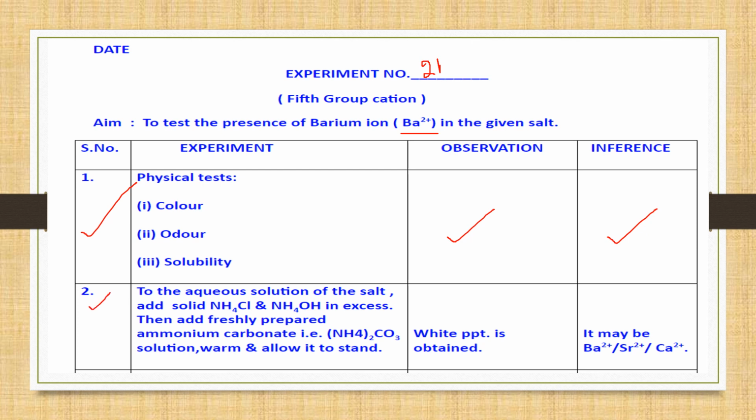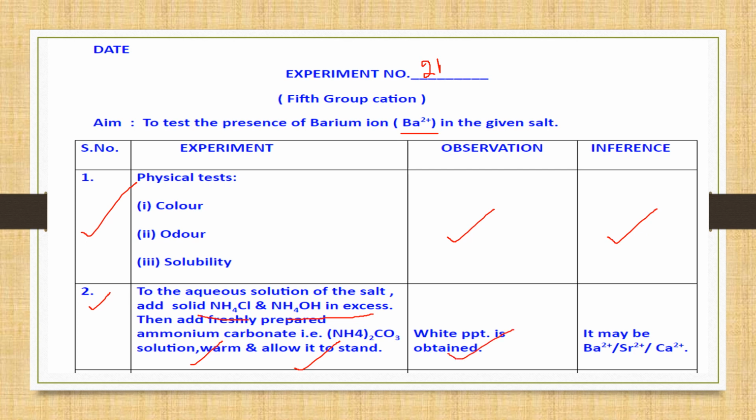To the aqueous solution of the salt, I'm going to add group reagent. So this is the preliminary test which will give me the indication that yes, this particular group members may be present. So we'll take the aqueous solution of the salt and add solid ammonium chloride followed by ammonium hydroxide in excess and freshly prepared ammonium carbonate solution to it. Warm it and allow it to stand for some time. You will get a white precipitate if any of the group 5 members are present.